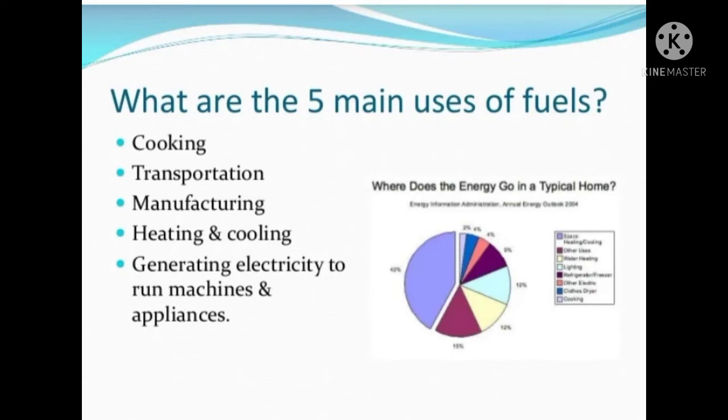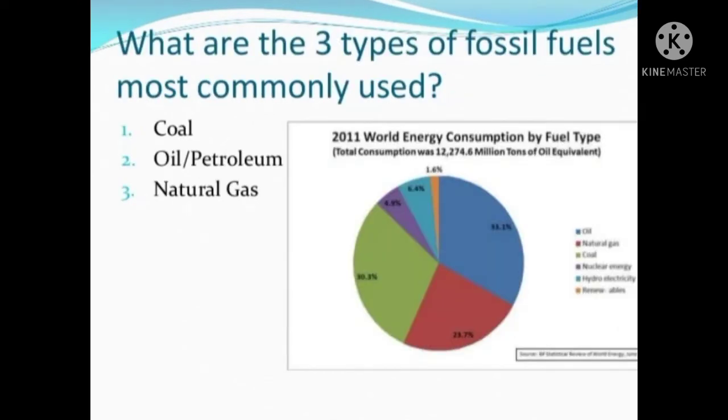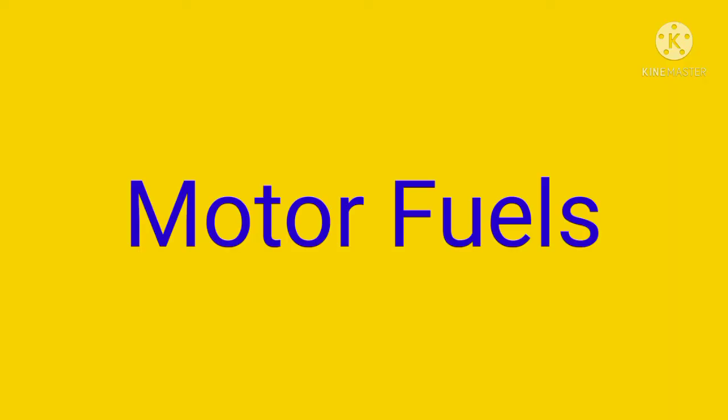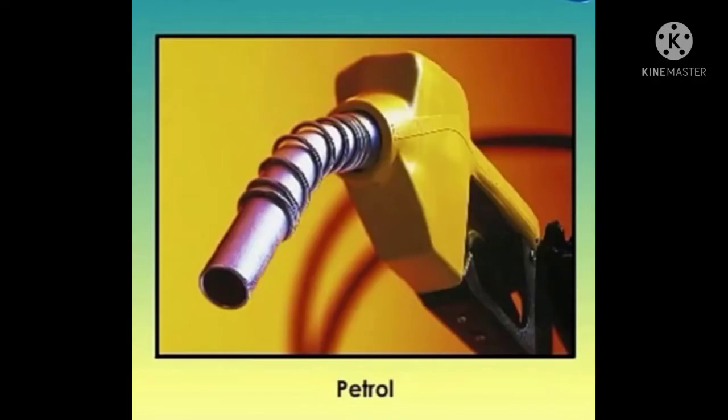The fuels are also used to generate electricity to run machines and appliances. For your information, children, the three types of fossil fuels that are most commonly used are coal, oil or petroleum, and natural gas. The fuels that are used to run vehicles are called motor fuels. Motor fuels give energy to the vehicles to run. From where do we get these motor fuels, children? From pumps or fuel stations.